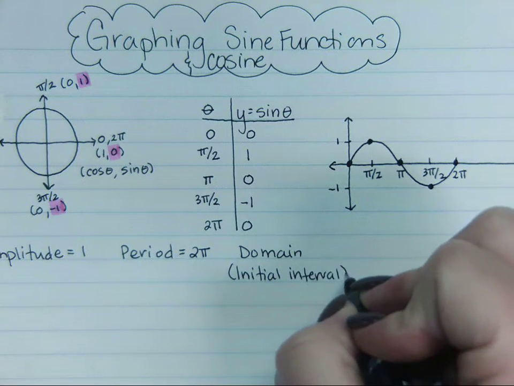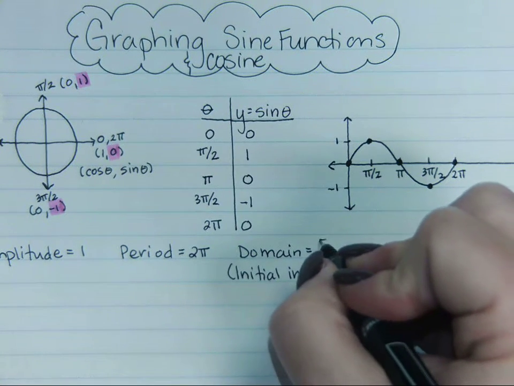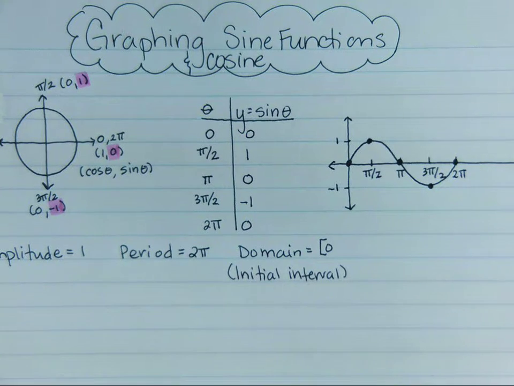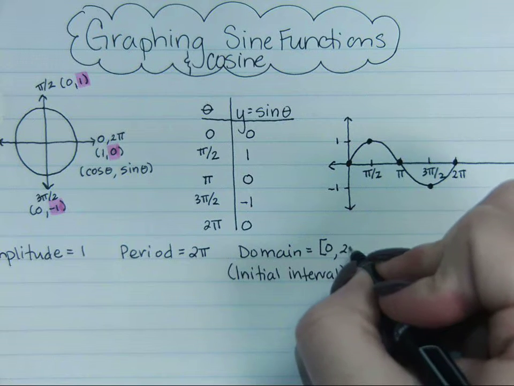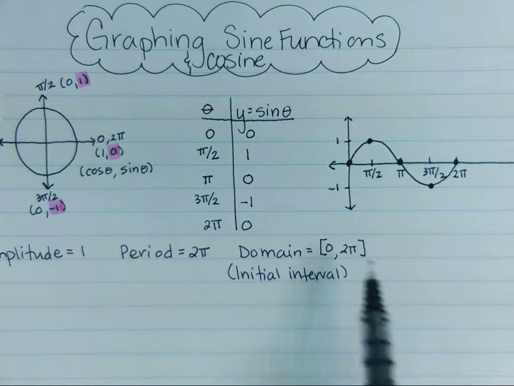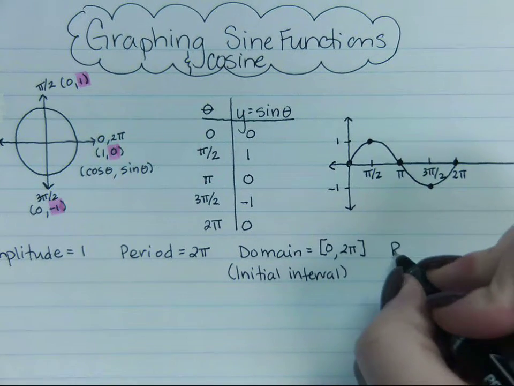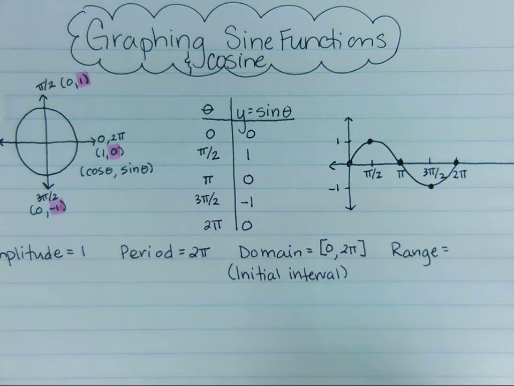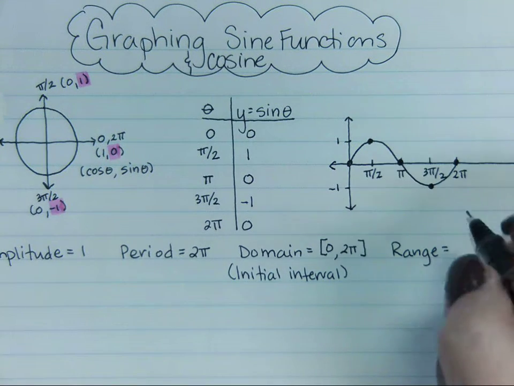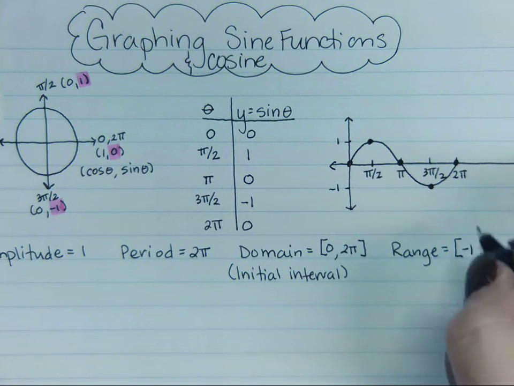All right. The initial interval is, again, I started here at 0, and so I'm going to use a little bracket to say 0 is included in my input values. And I stopped at 2 pi, and I'm going to bracket that off again. So these brackets say that you actually included these coordinates. And then the range, this is how high up and how low we went. So you always go from the lowest to the highest. So the lowest point on this graph is -1, and it goes all the way up to +1.